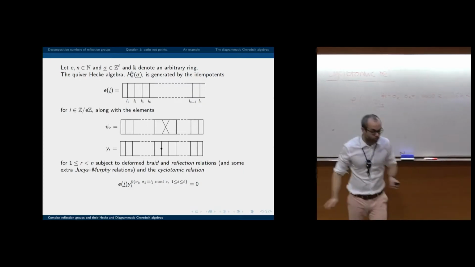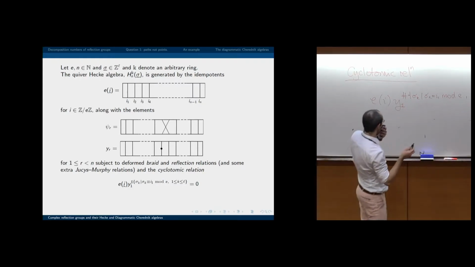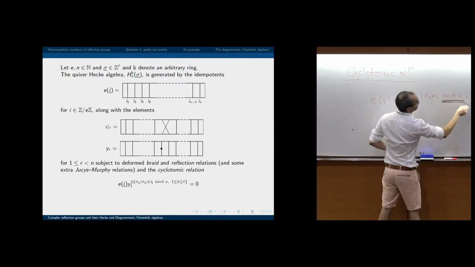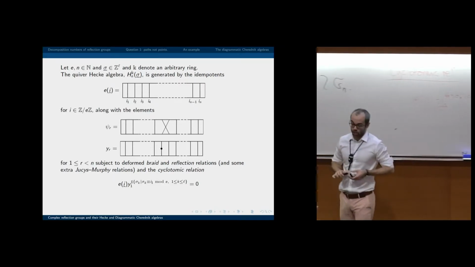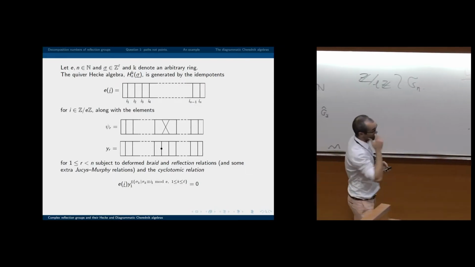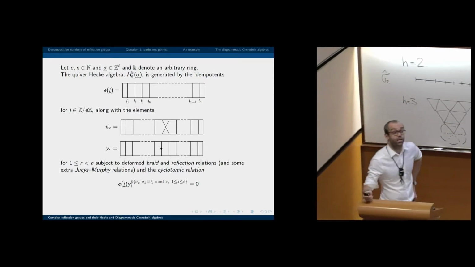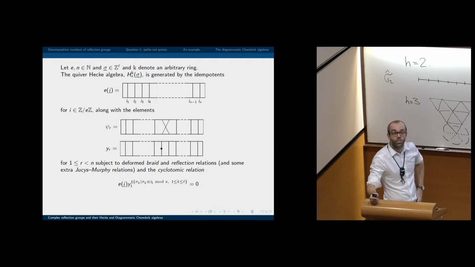So maybe you don't know what this presentation is. The only thing you should care about is that this presentation, this quiver Hecke algebra, is defined only in terms of the reduction modulo E of this parameter. So Ariki-Koike algebras, you can define them for any L-tuple of integers, but up to isomorphism, they only depend on the reduction modulo E of that L-tuple.